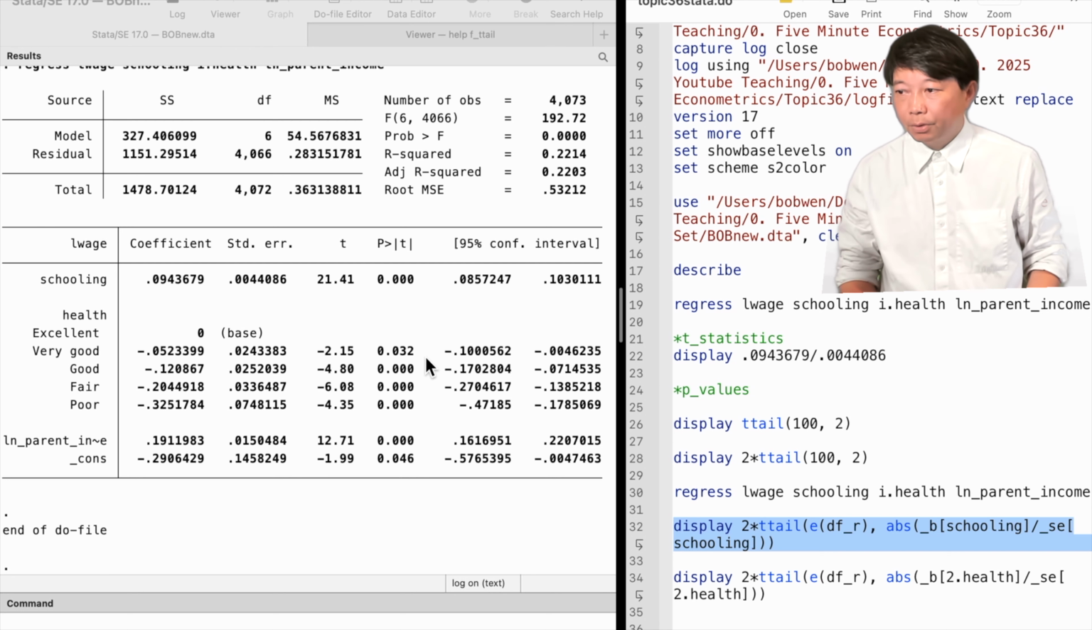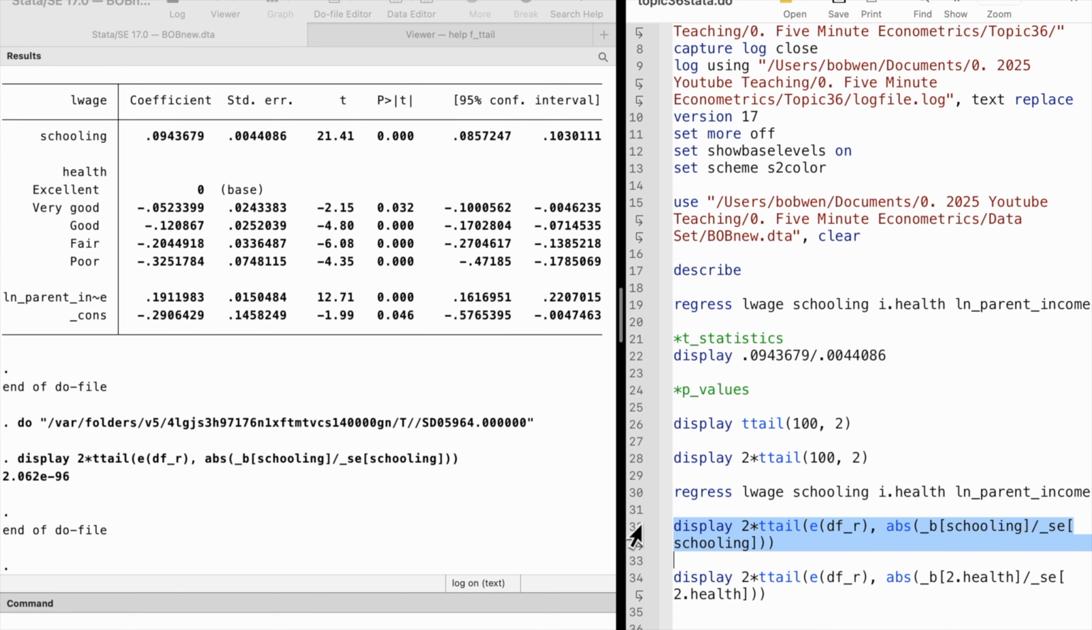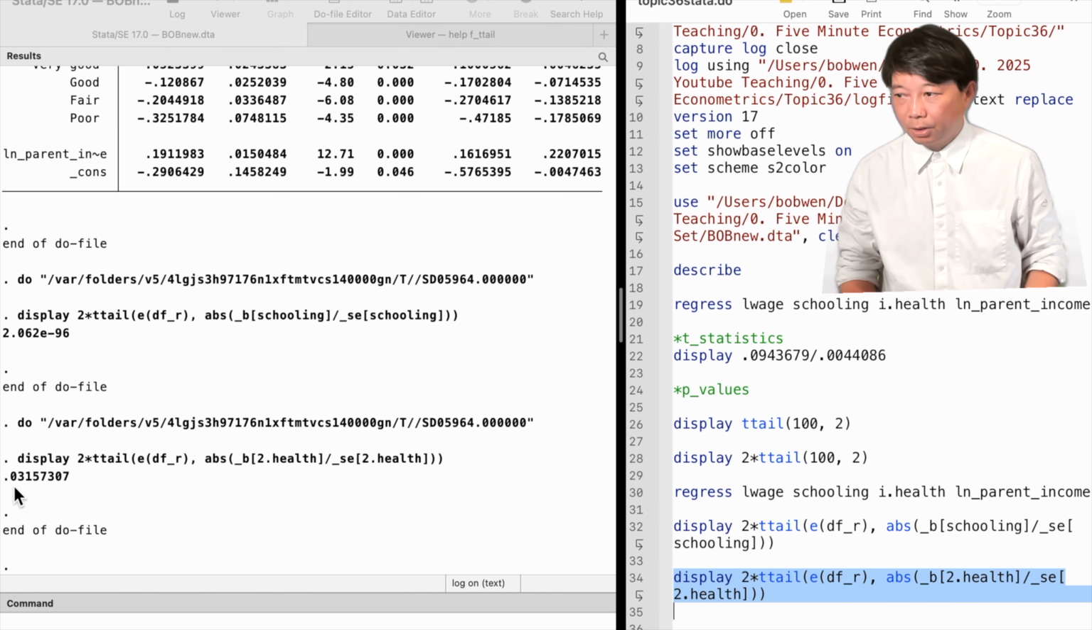We can also use the t-tail function to compute the p-values in Stata manually. The absolute value function is for the situation in which the t-statistics are negative.